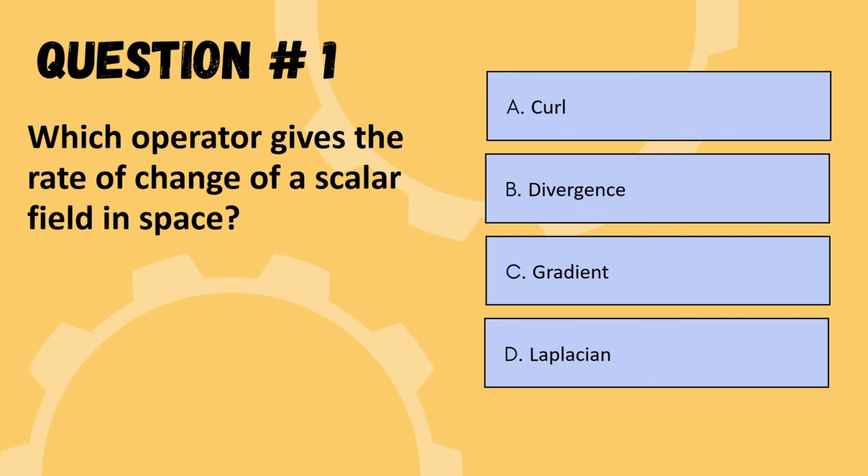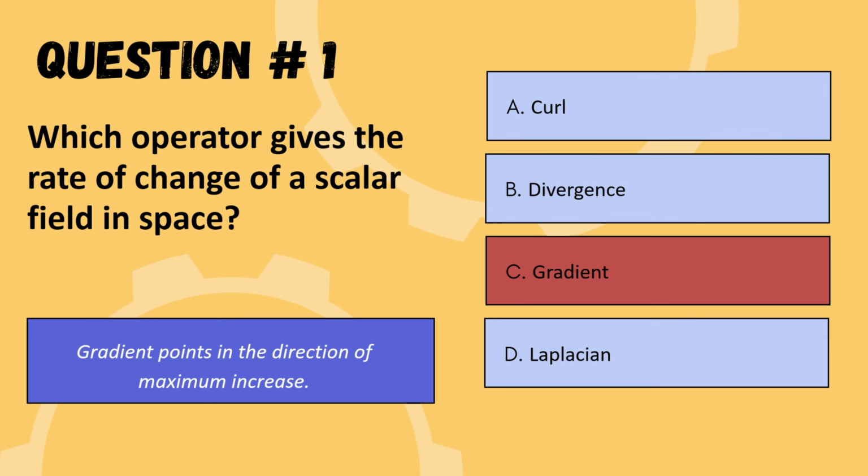So our first question is, which operator gives the rate of change of a scalar field in space? The options are curl, divergence, gradient or Laplacian. So the correct option is option C, gradient. You can see the explanation in the blue box. And we are moving to the next question.